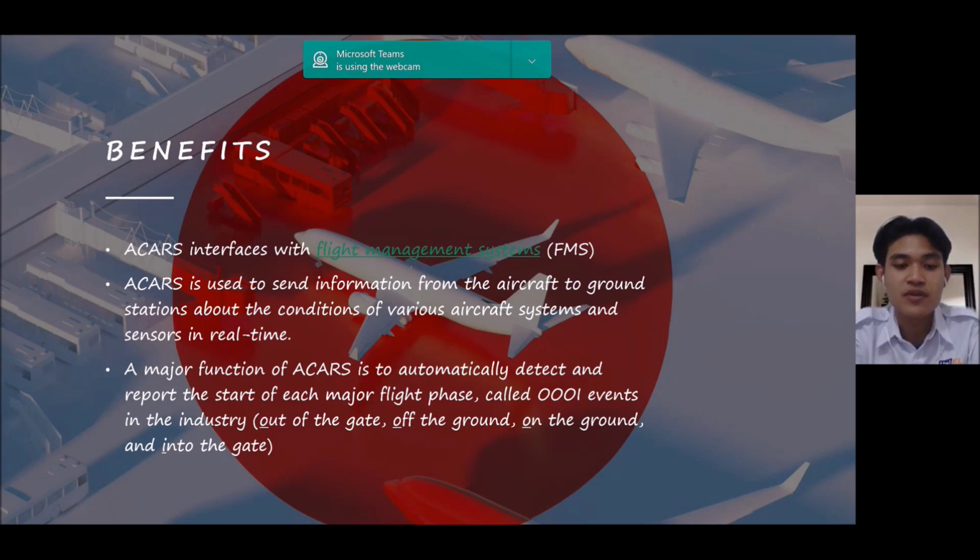At the start of each flight phase, an ACARS message is transmitted to the ground describing that flight phase, the time at which it occurred, and other related information such as the amount of fuel on board or the flight origin and destination. These messages are used to track the status of aircraft and crews.